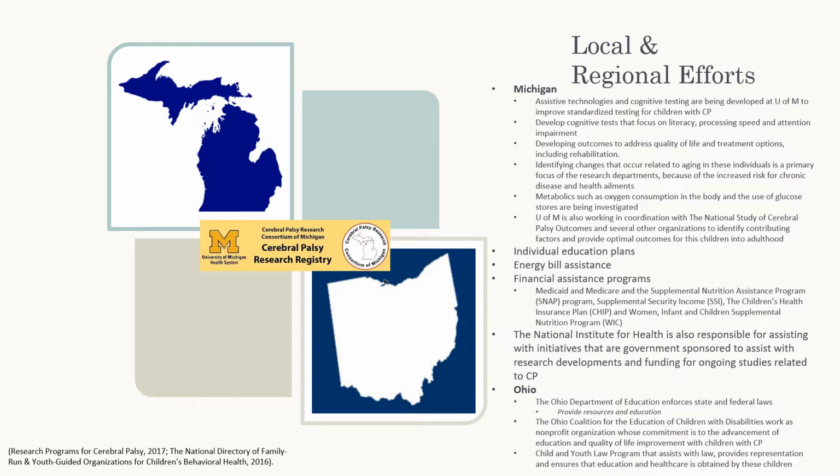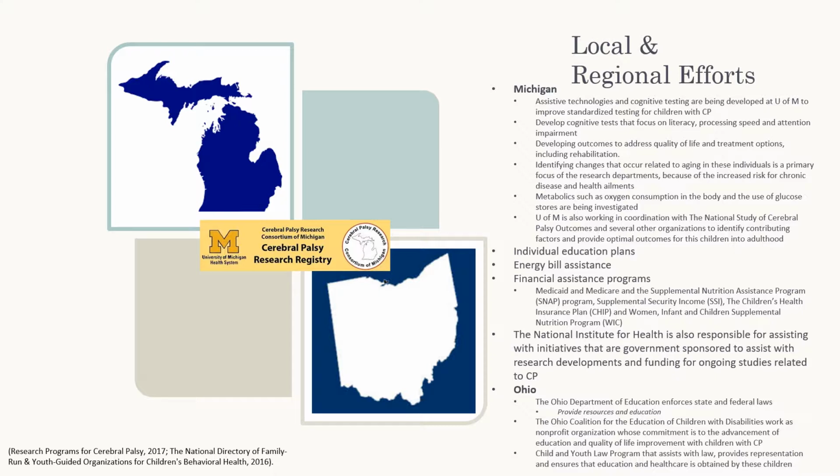And they are additionally identifying changes that occur related to aging in these individuals as a primary focus of the research because of the increased risk for chronic disease and health ailments. So metabolic factors, such as oxygen consumption in the body and the use of glucose stores, are being researched. The University of Michigan is also working in coordination with the National Study of Cerebral Palsy Outcomes, in addition to several other organizations, to identify the contributing factors and provide optimal outcomes for these children from childhood well into adulthood.